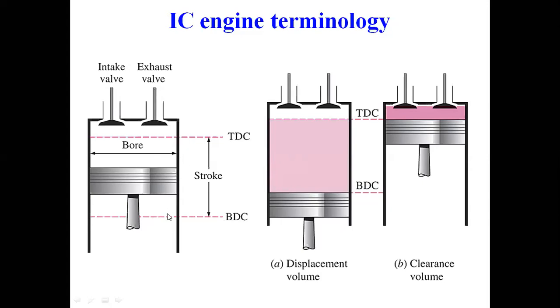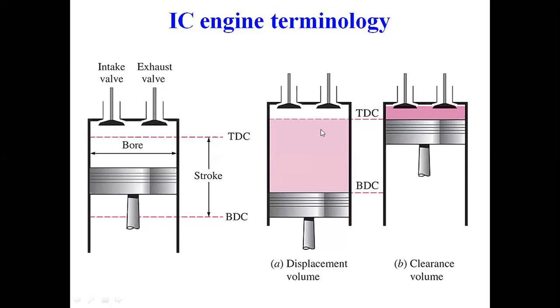This piston reciprocates inside the cylinder, so there will be some length through which it reciprocates. This length between the top dead center and the bottom dead center is called the stroke length, or simply the stroke. We have two different valves, the intake valve and the exhaust valve. Through the intake valve, the mixture of air and fuel will enter in case of the Otto cycle or petrol engine, and only air will enter in case of the diesel engine.